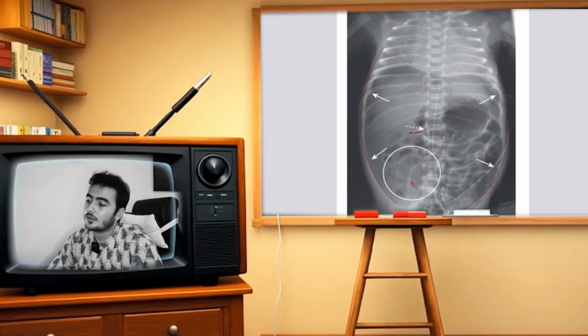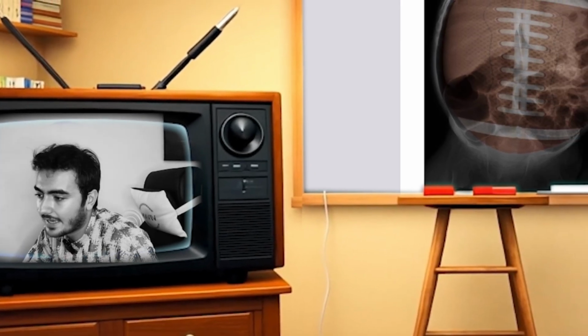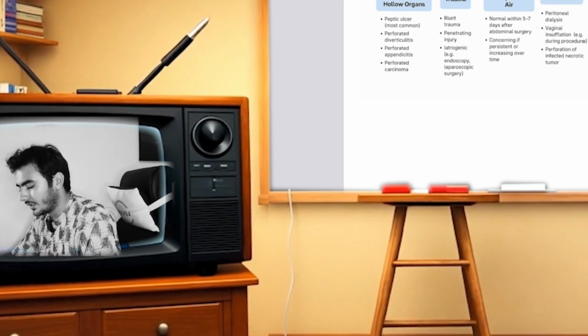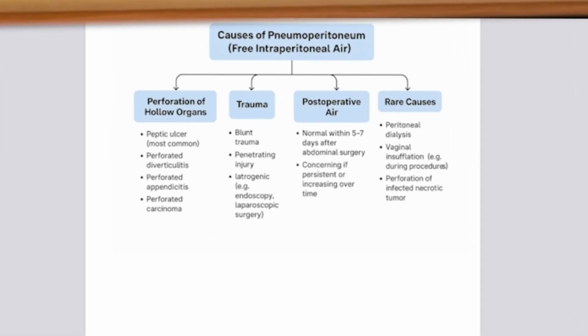So we've talked about how to spot free air on X-ray. But the next question is, why is it there in the first place? Pneumoperitoneum usually means one thing. Something inside the GI tract has ruptured, letting air escape into the abdominal cavity. So you can see the causes of pneumoperitoneum on this page.